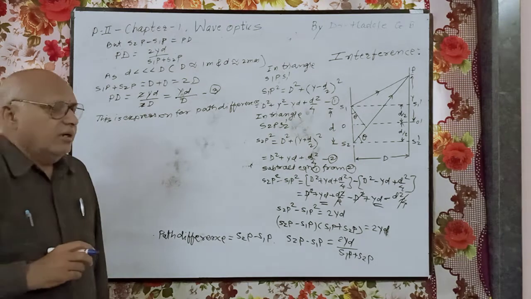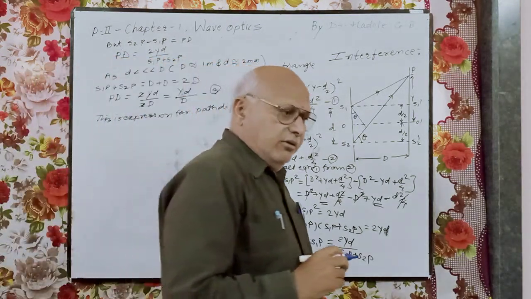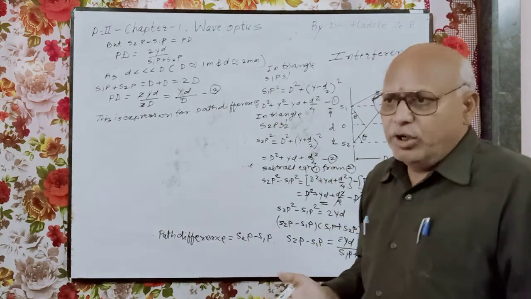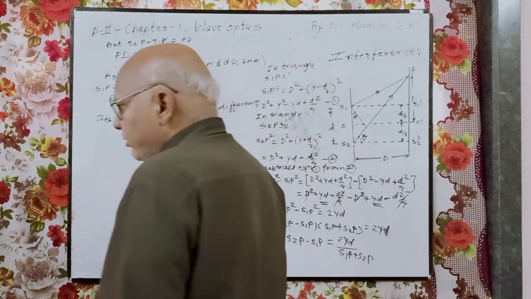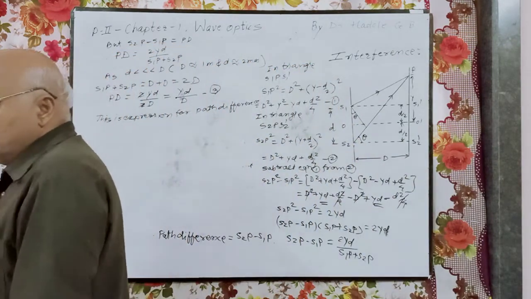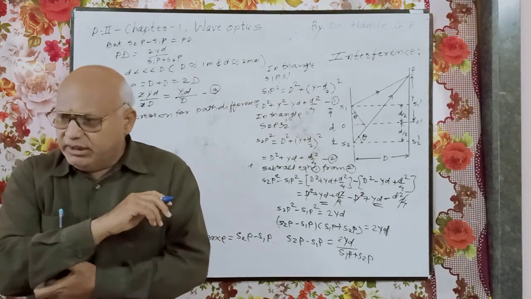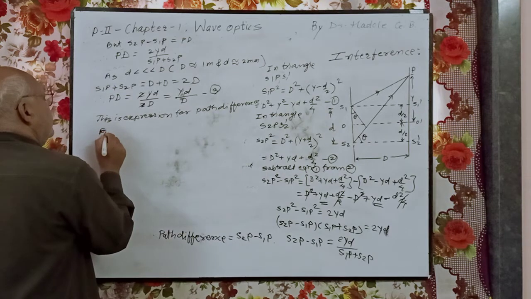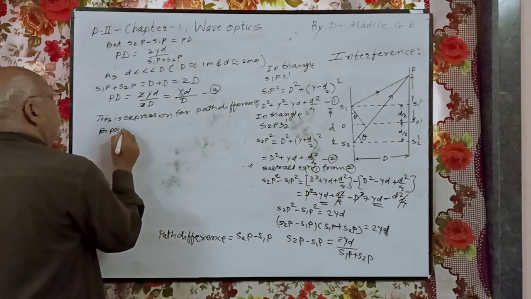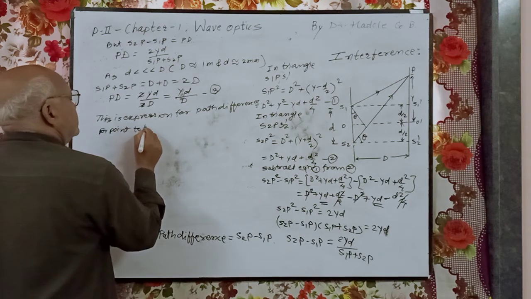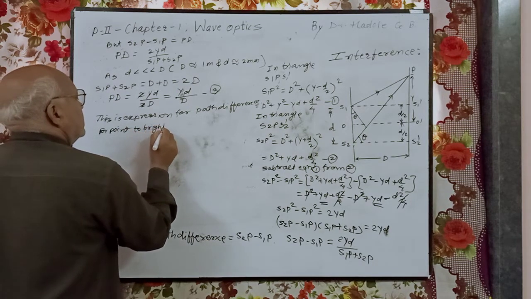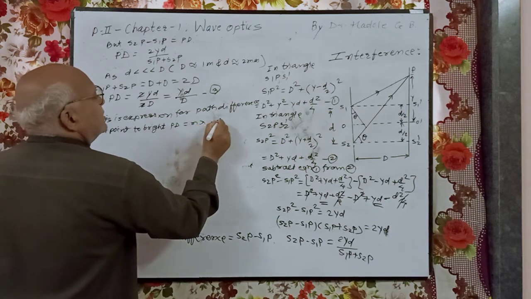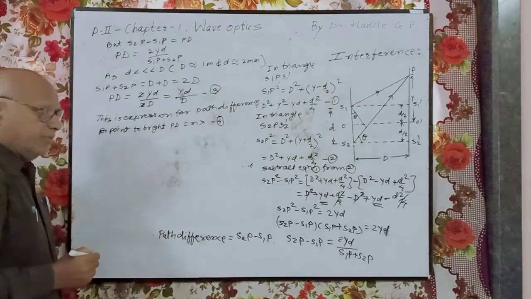see here, till now we don't know what P is, whether P is a dark point or a bright point. In constructive interference, we have said that the path difference is equal to an integral multiple of wavelength, and therefore for the point to be bright, path difference must be equal to n lambda. This is equation number 4.